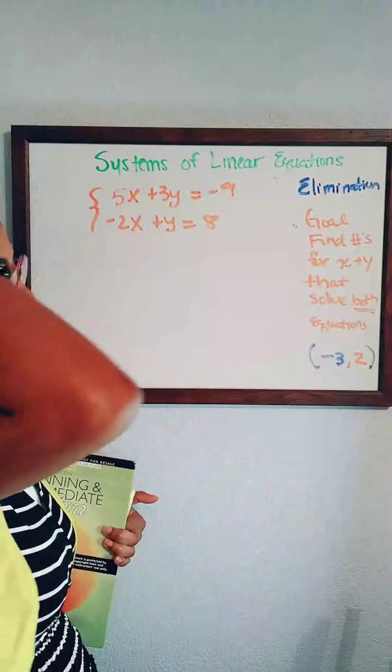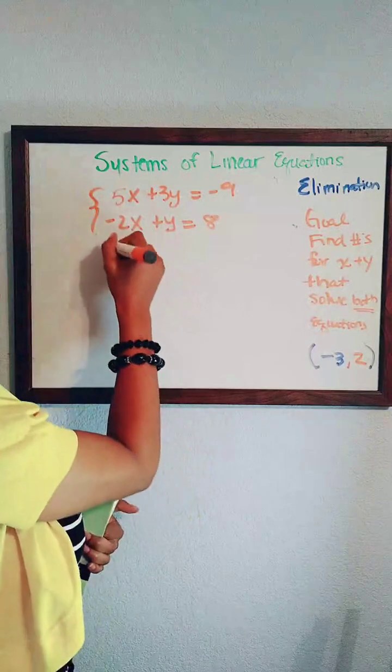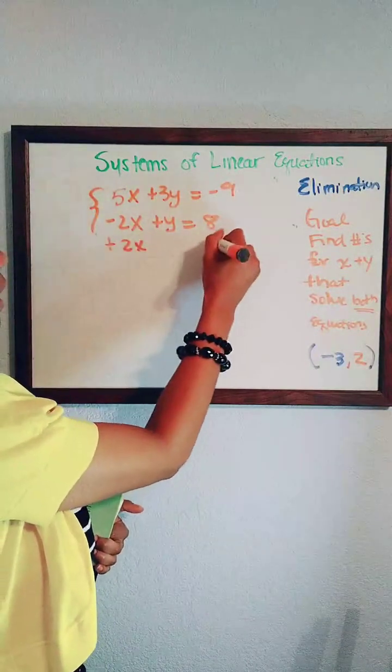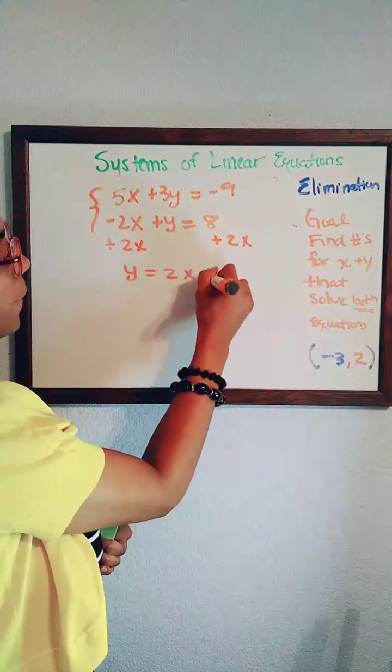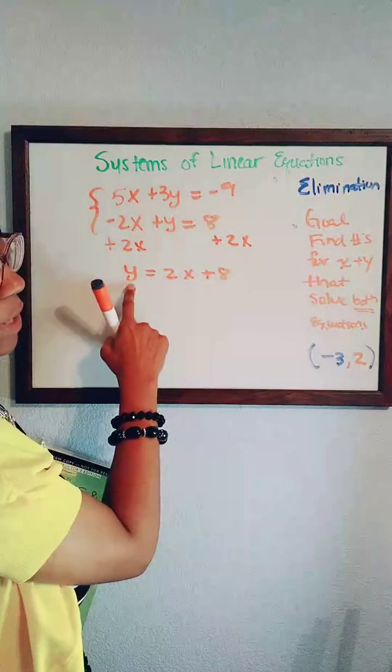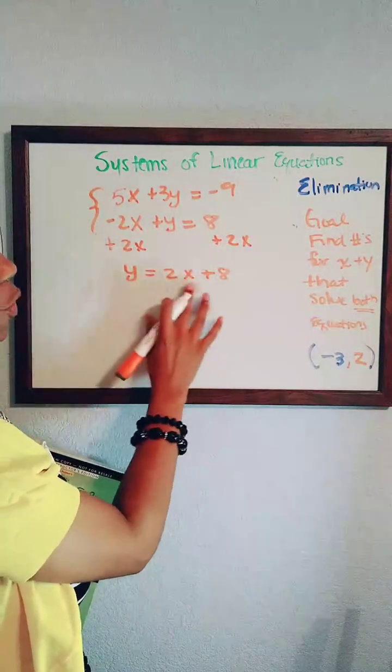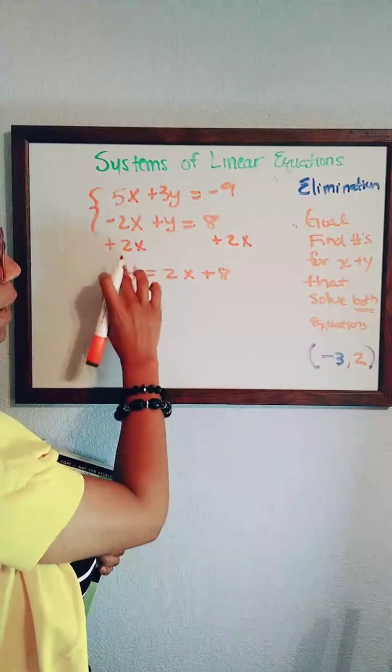So let me do substitution first. It's quick. Alright, so I'm going to add 2x to both sides. Add 2x to both sides. Y is equal to 2x plus 8. Because remember, we have to rearrange these equations so that the variable is by itself.